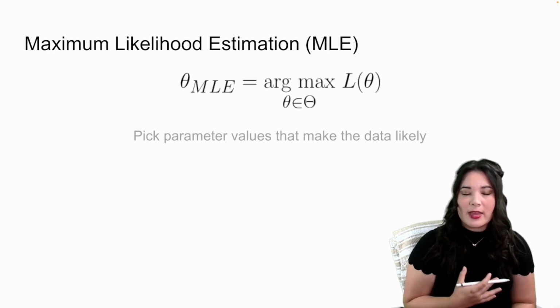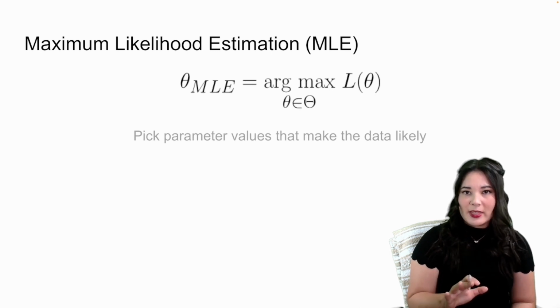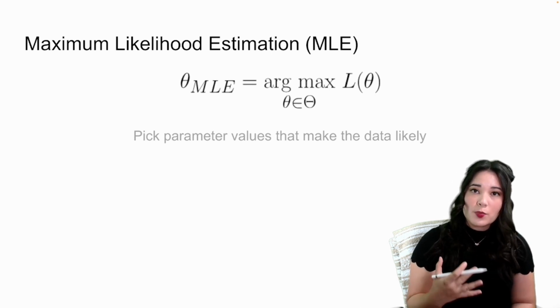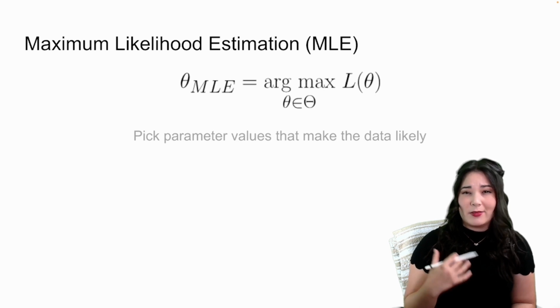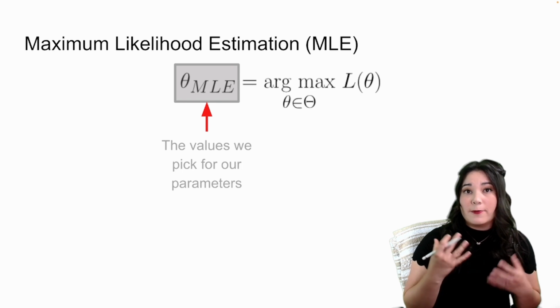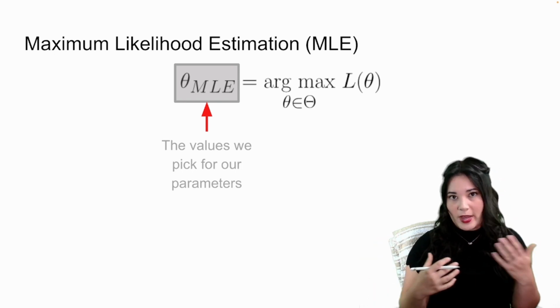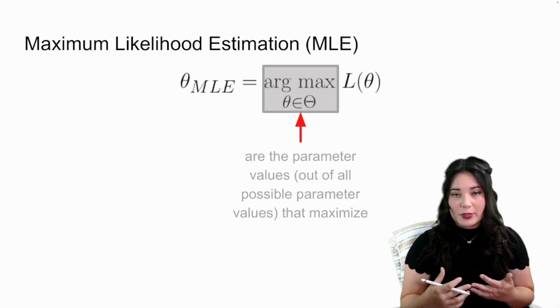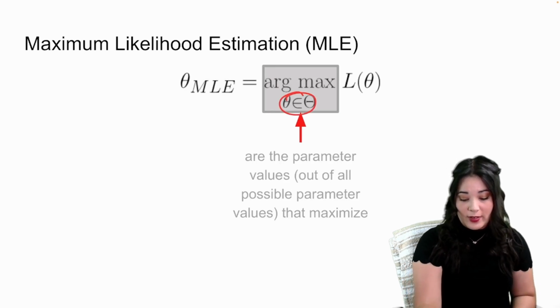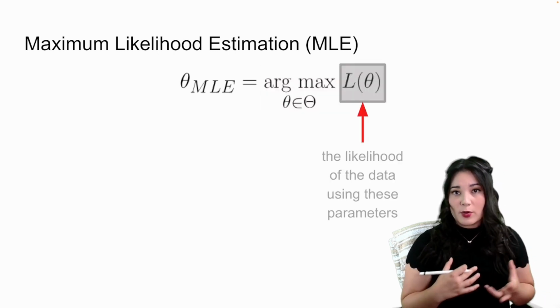Now, this formula may look a little bit intimidating, but we'll break it down. Essentially, maximum likelihood estimation wants us to choose parameter values that make the data likely. To break down this equation, this part is basically saying the values that we're going to pick for our parameters, aka our slope and our coefficient, are parameter values of all possible parameter values that maximize, that's what this max is, the likelihood of the data when using these parameter values.